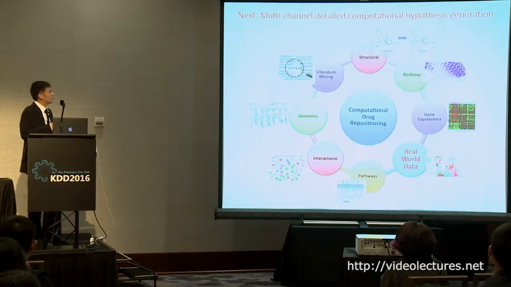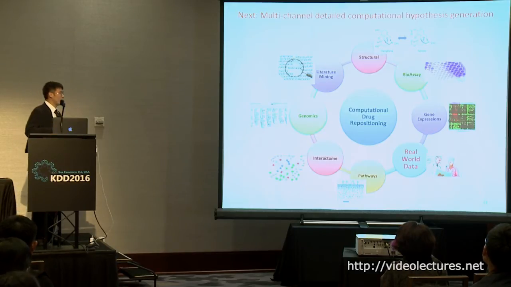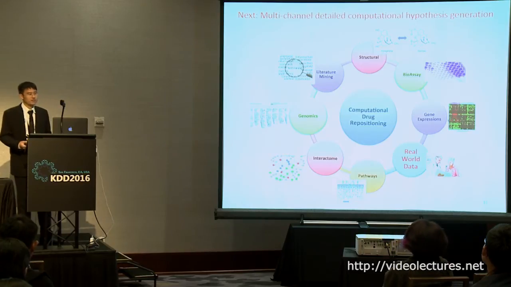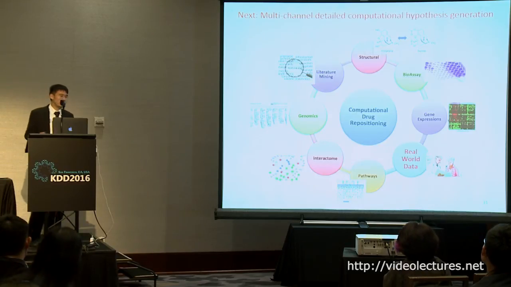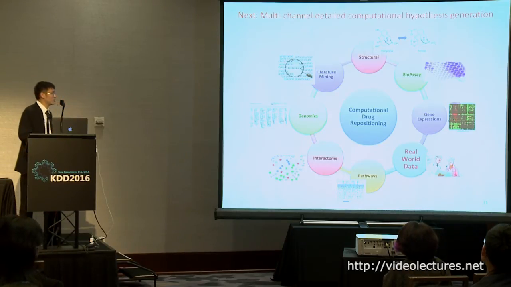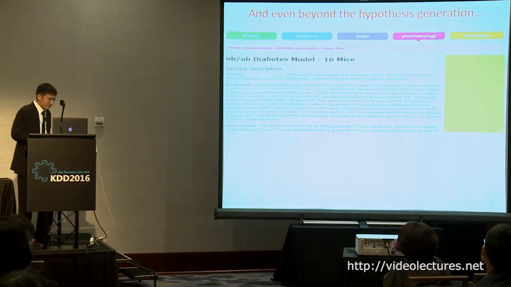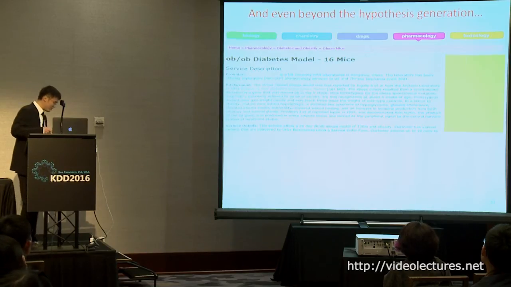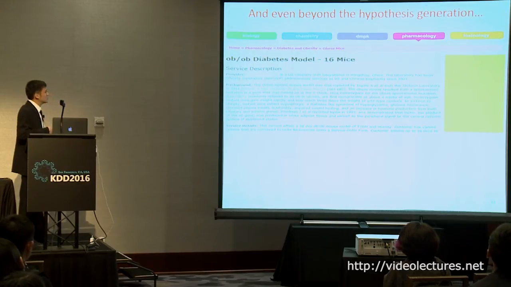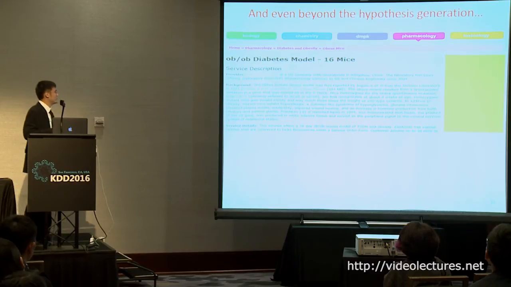And we do the multi-channel hypothesis generation, and for each drug we have multiple pieces of evidence to show this drug can treat the disease. The pharmaceutical company can use our result to invest, go to the animal model, go to the clinical trial, and find a new drug for the patient. Basically, that is our goal. And sometimes we can even go beyond the hypothesis generation. So there is a website, I think it is scientist.com. I forgot the exact name.